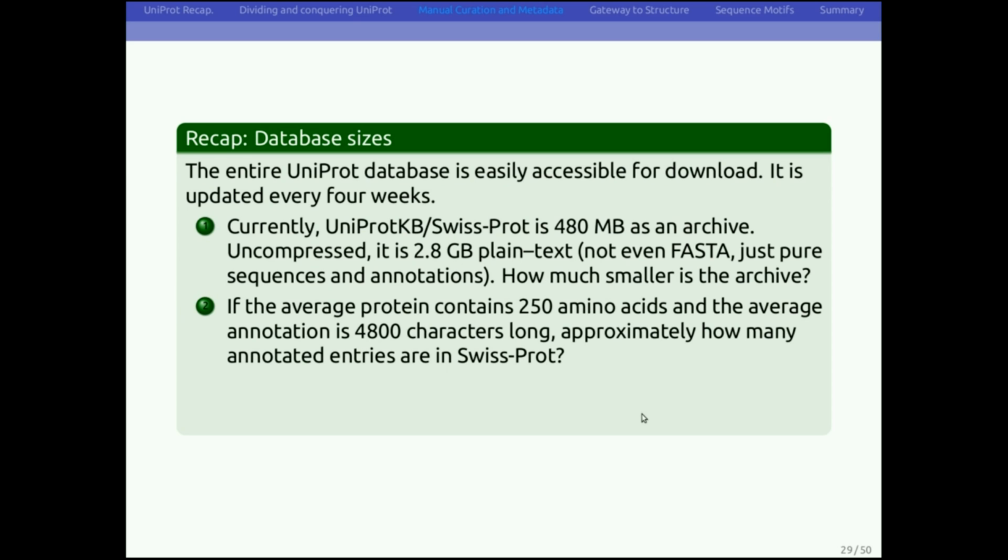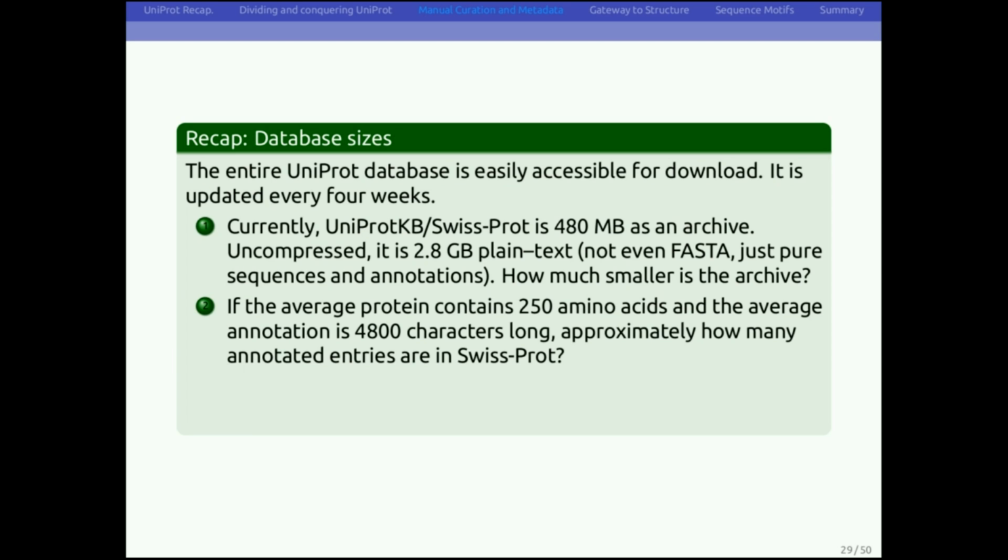Now this question is a little bit trickier, but I put it on here because I think it's a useful exercise. If the average protein or amino acid sequence contains 250 amino acids, and the average annotation for a protein, so all the metadata that you have for a protein, is approximately 4,800 characters long, approximately how many annotated entries do we have in SwissProt? Now, you can go to uniprot.org, and on the homepage, you might have even seen it when I pulled up the browser, that it told you what the answer was right there.